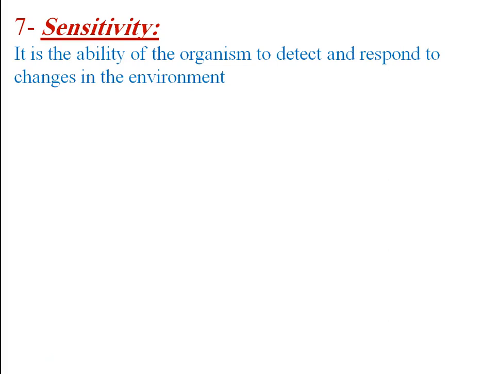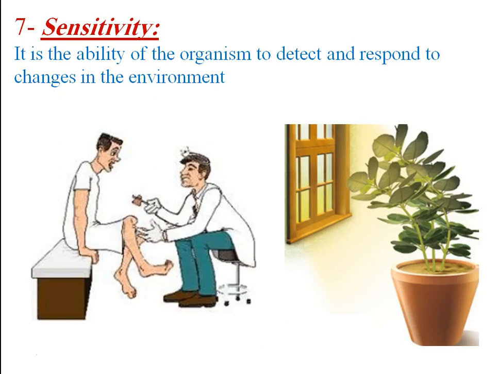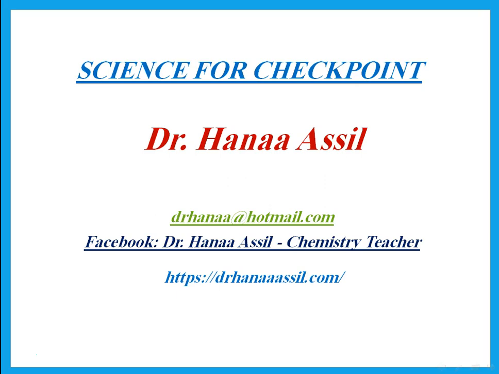The last characteristic of living organisms is sensitivity. Sensitivity is the ability of the organism to detect and respond to changes in the environment. So these changes in the environment are actually called stimuli. So if we knock against someone's knee, he feels this and responds to it. The plant, you put it in a place where there is no light, it will feel that there is light coming from one place and respond to it. So this is sensitive.